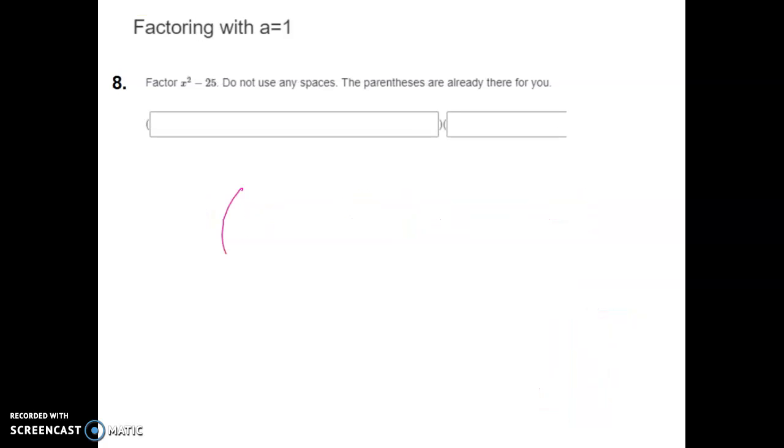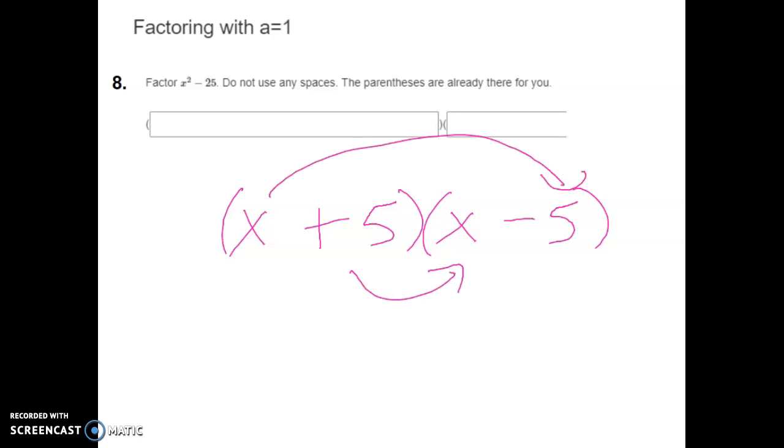Number 8. This is the difference of two squares. This has to be x and x, plus and minus, and these two numbers have to be exactly the same because the outer terms and the inner terms are going to cancel. And that will make it a binomial.